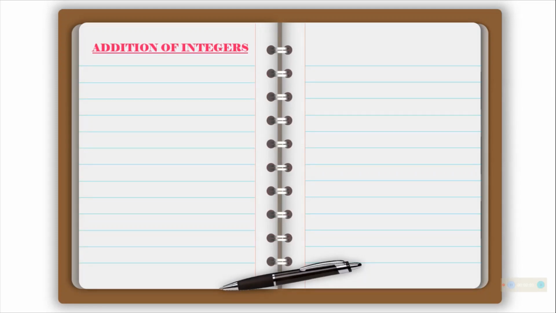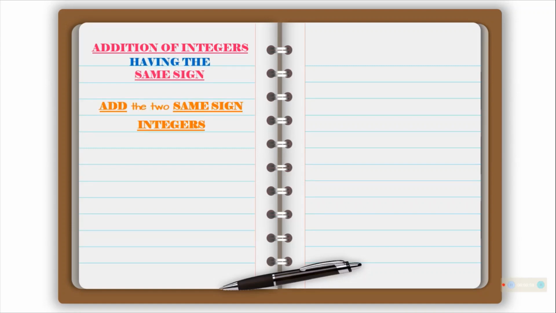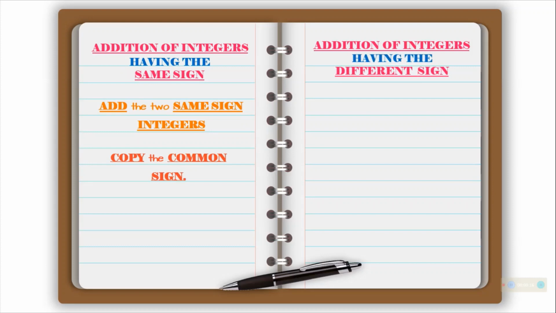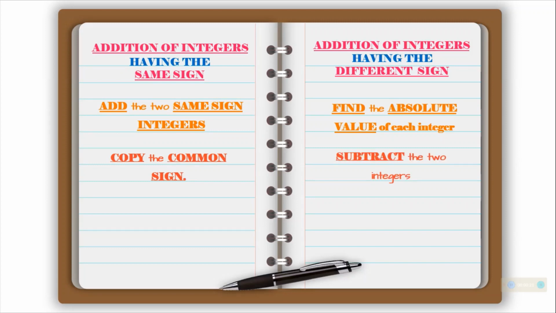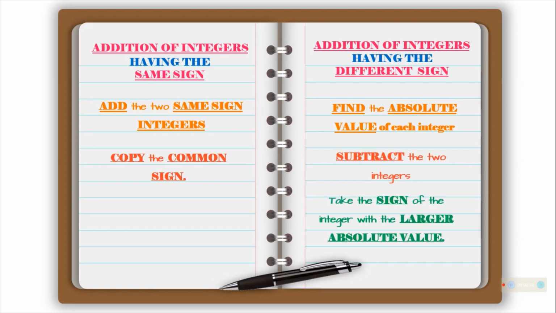Okay, let us review. Addition of integers having the same sign. We have two steps: add the two same sign integers, and then copy the common sign. In addition of integers having different signs, we have 3 steps: find the absolute value of each integer, subtract the 2 integers, and then take the sign of the integer with the larger absolute value.